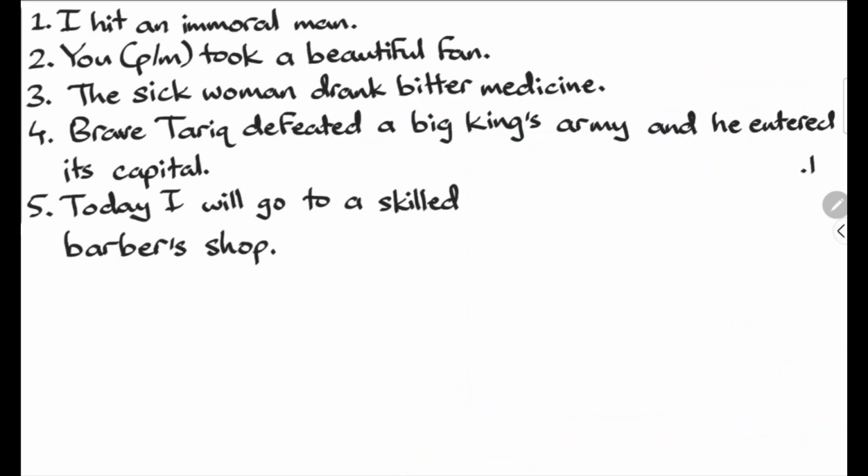Number 1. I hit an immoral man. I hit in Arabic is ضرب. Bring it out on the wazn of فعلت, past tense. واحد متكلم. I hit is ضربت. Let me just write that one more time.